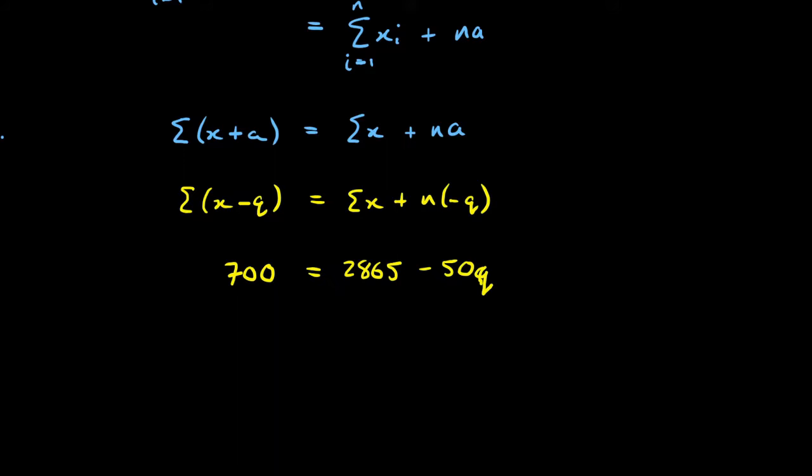Funny looking q that. Okay, so I've just got to rearrange it. So what should I do? Well, I will do 2865 minus 700. Okay, so I brought the 700 to the right, bring the 50q to the left, divide by 50. q is equal to 433 upon 10, which is 43.3. So q is equal to 43.3. Okay, and that should be our answer.